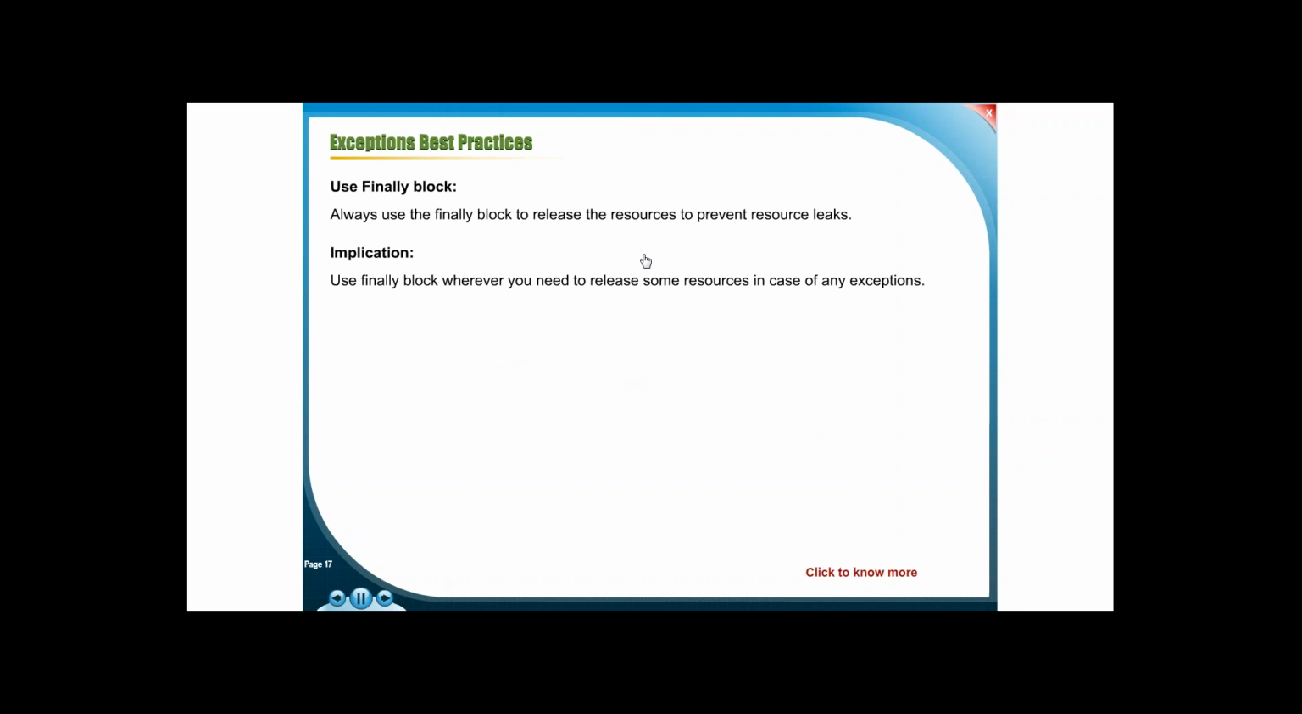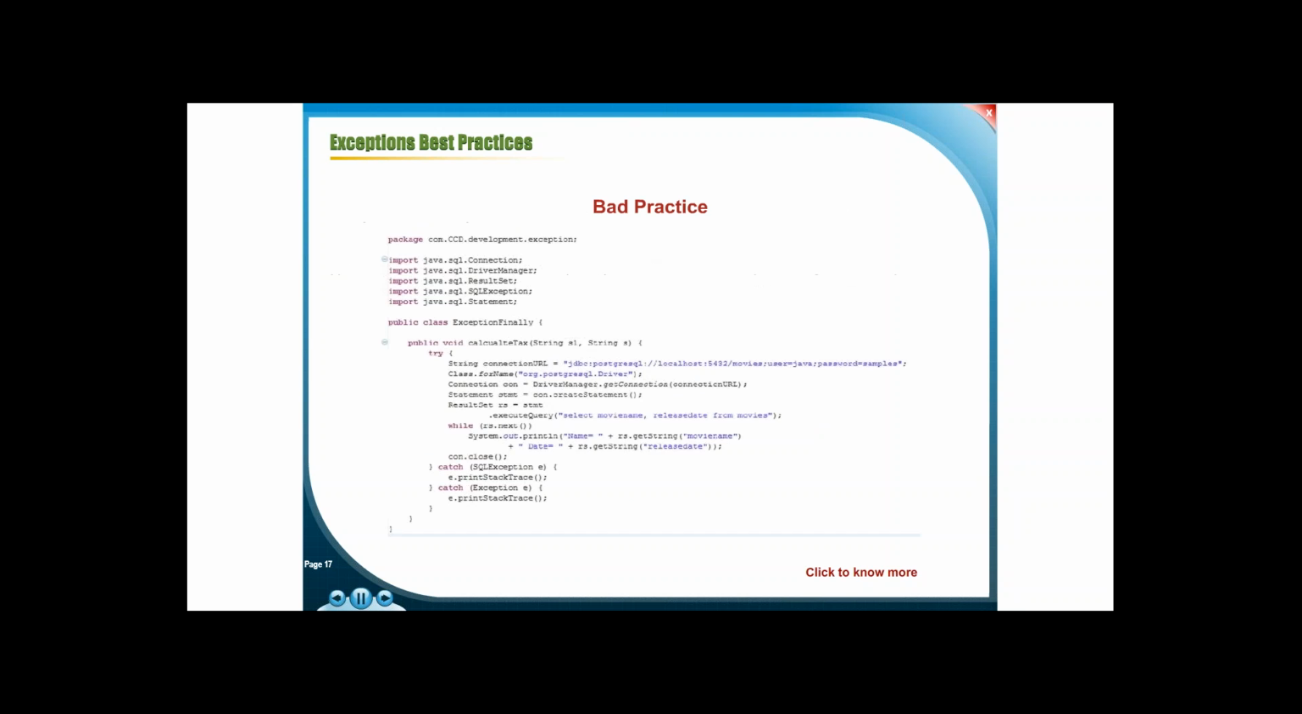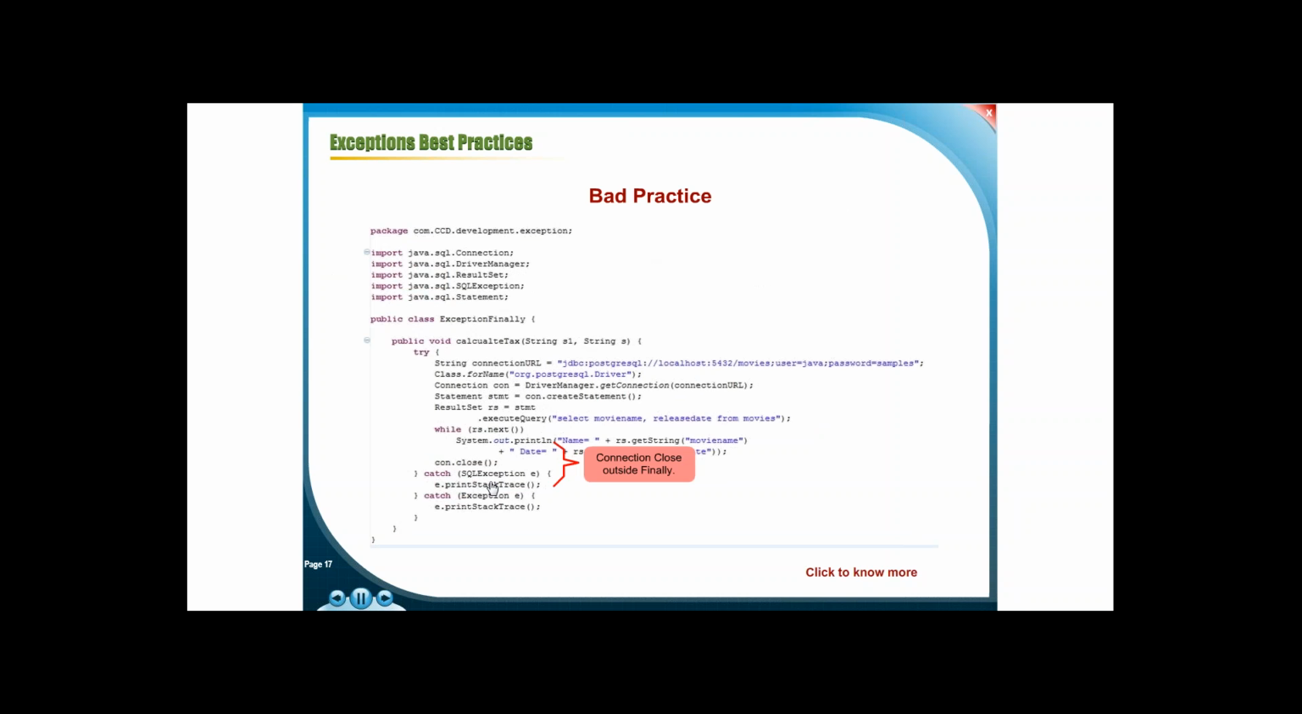Use the finally block to release the resources to prevent resource leaks. So here you can see, closing the connection is going in the try block. You better push it to the finally block. Here you can see connection dot close, which throws an exception.